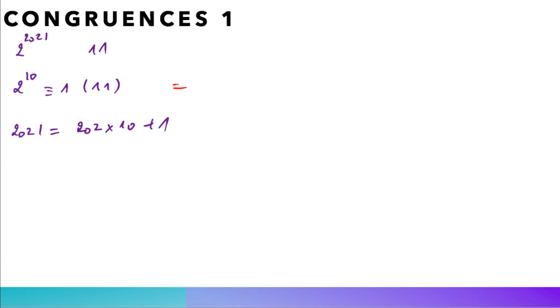Now if I write things down again, we would like to find the remainder of the division of 2 to the power 2021 by 11, and we know that 2 to the power 10 is congruent to 1 modulo 11, but we know that 2021 is actually equal to 202 times 10 plus 1. Now if you raise both sides here to the power 202, one gets that 2 to the 10th, all to the power 202, is congruent to 1 to the power 202, which is the same thing as 1 modulo 11.